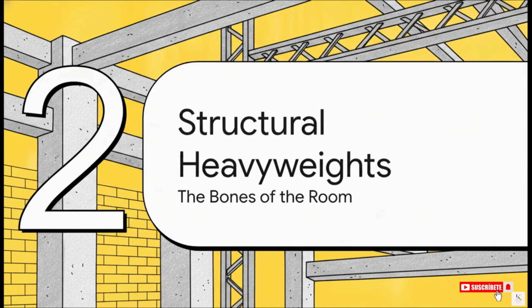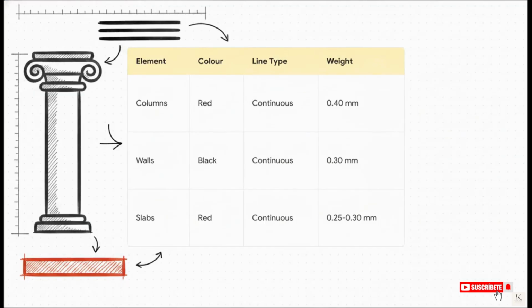Moving right along to Section 2, the structural heavyweights, the bones of the room. Okay, picture the unmovable structural bones of a building for a second. The concrete, the bricks, the massive things that keep the roof from caving in. Notice how CAD line weights physically represent the reality of those heavy objects? Columns absolutely command the drawing.